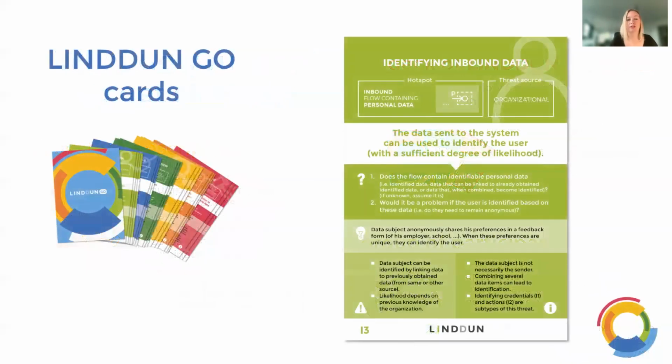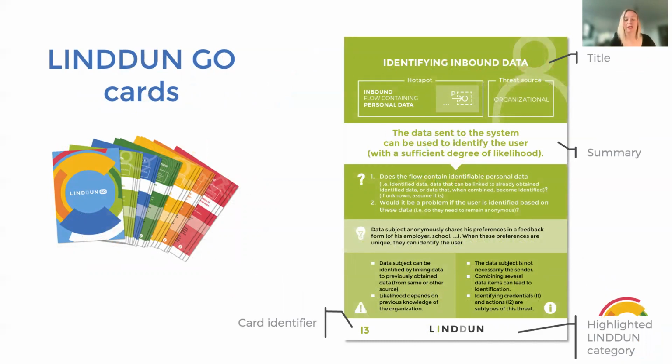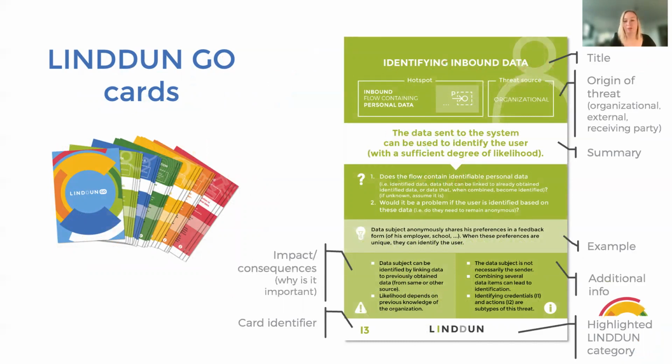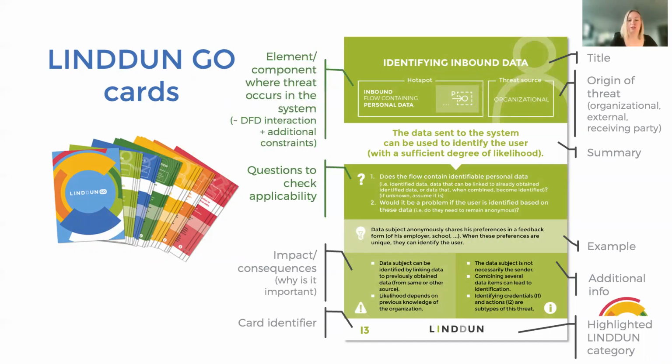Now, what does a LINDDUN GO card look like? Well, it's basically loaded with a lot of privacy threat information. You have a basic summary title, but it also provides examples, information on consequences, on impact. And what I think is even more interesting and more useful is the questions to help you determine the applicability of the threat card for your system. And also, there are hotspots that describe the places in the system that are most susceptible to the described threat. So that also allows you to quickly scope the analysis for each card.